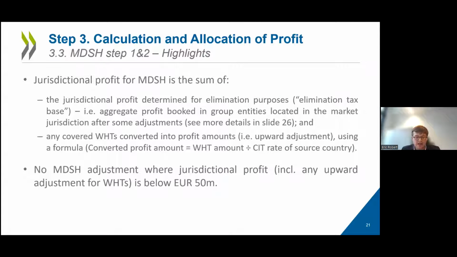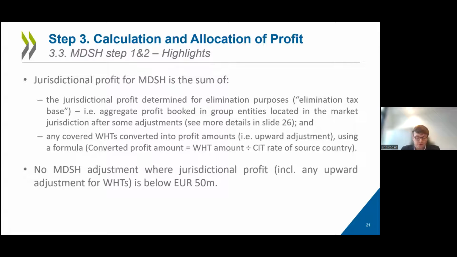What this is, at a very high level, is basically pulling together the profit of the multinationals that have been booked in the jurisdiction with a number of book to tax adjustments to get closer to what is typically a corporate income tax base. As part of these adjustments, that's where we take some withholding tax into consideration in the mix. And where there's a withholding tax collected by the market jurisdiction on a covered withholding tax, meaning a withholding tax on a cross-border deductible payment, then you do an upward adjustment to account for that withholding tax in the computation of the jurisdictional profit.